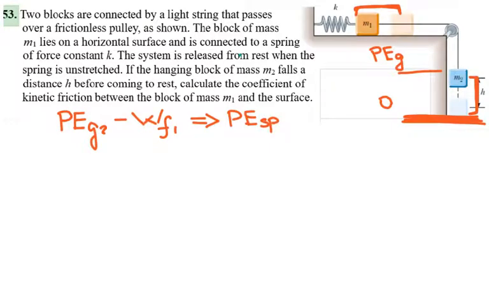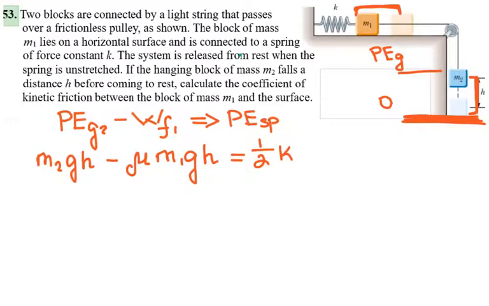So I'm starting with potential energy of the block 2. I have M2gh minus the friction force on the block. It's mu times N. And N of the block 1, you have the normal force up and the M1g down. So the normal force for the block 1 is M1g. And the distance is going to be h because that's by how much the spring is going to be stretched. And whatever is left is going to be potential energy of the spring. So that's going to be 1/2 k x squared, in this case x is still h. So it is h squared.